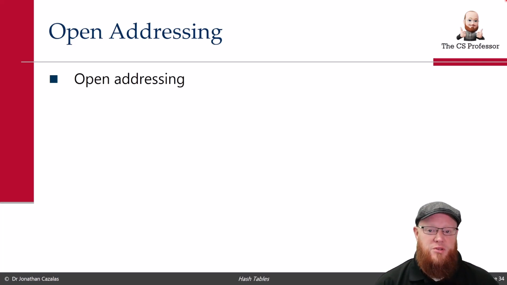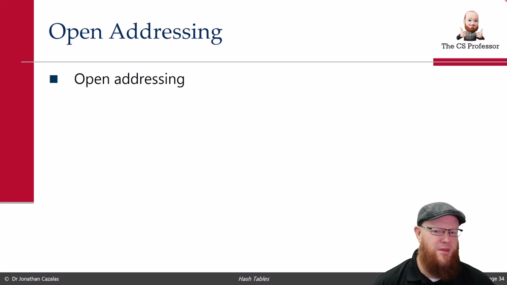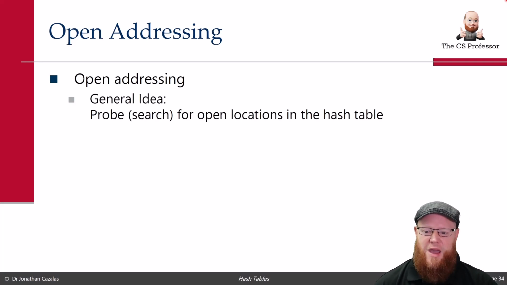That's actually one of the approaches. Another approach is not to try 9, 10, 11. It'll try 9, then it'll try maybe 12, then it'll try 17, and so on. We're going to go through these different approaches. That's the idea of open addressing.